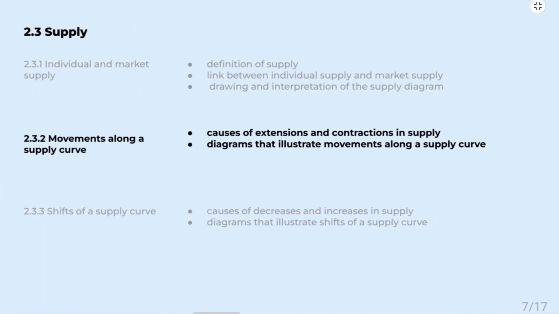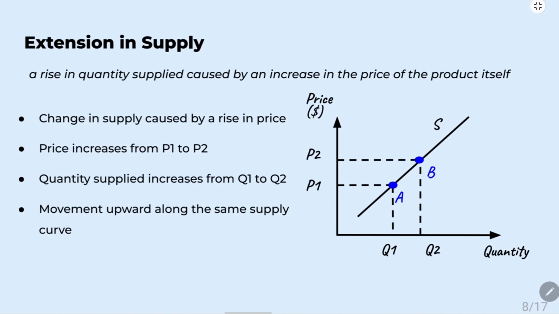Now let's move on to movements along the supply curve, where we'll learn about extension and contraction in supply. An extension in supply happens when the price of a product increases, causing producers to supply more. This movement happens along the same supply curve because the only thing changing is the product's own price. As you can see on the diagram, price rises from P1 to P2.